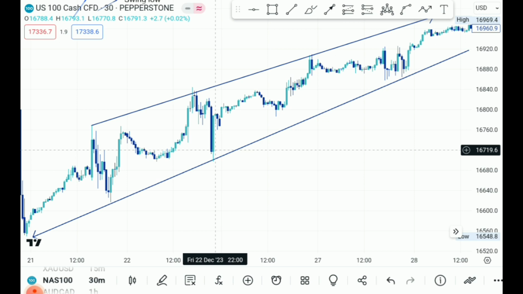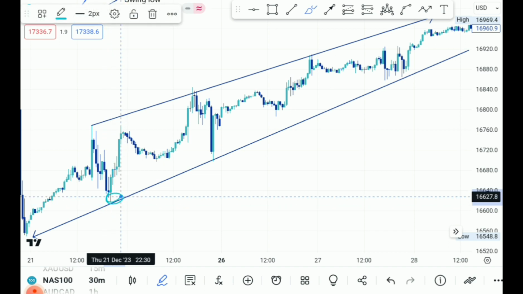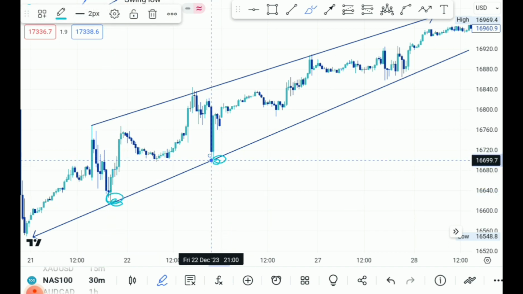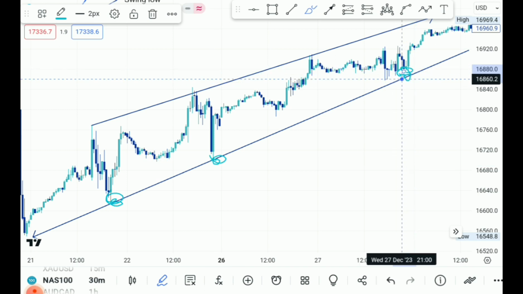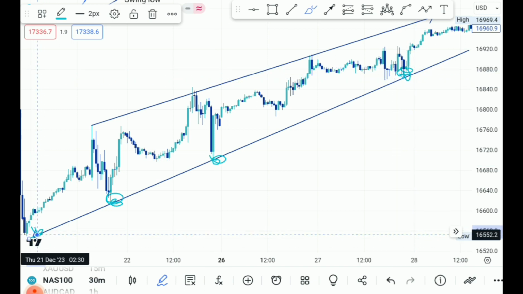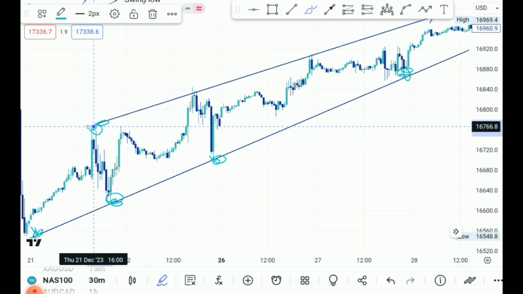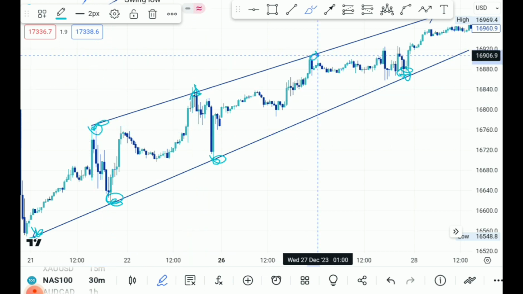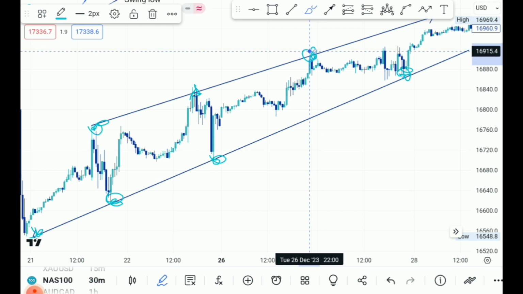You see here, let me show you. At the bottom, price touched here and here and here and also here, and at the top price touched here and here and here and here. So you don't enter a trade blindly just because price has touched a trend line. You always wait for price action. We'll discuss that in the next video.